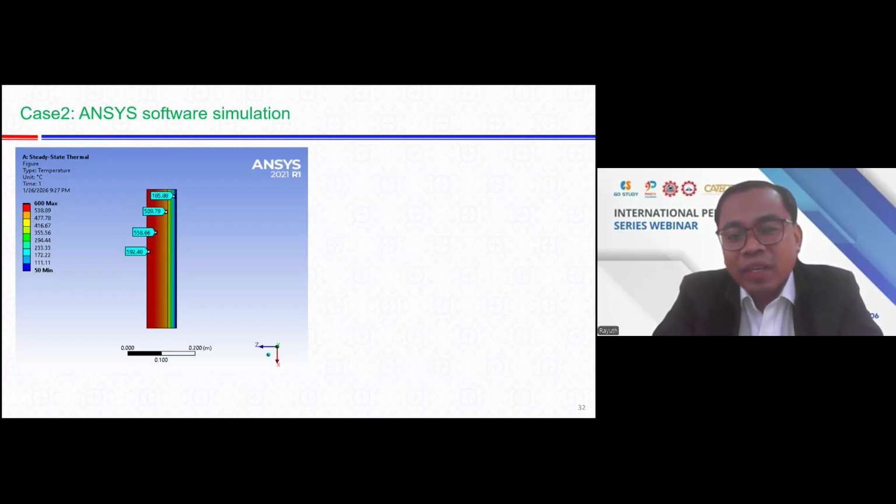I choose a probe to check the property of each layer. The first layer temperature is 592.48 degrees Celsius, the second one is 558 or 59, the next layer is 509.79, and another layer is 185. So the temperature goes down because of heat transfer.